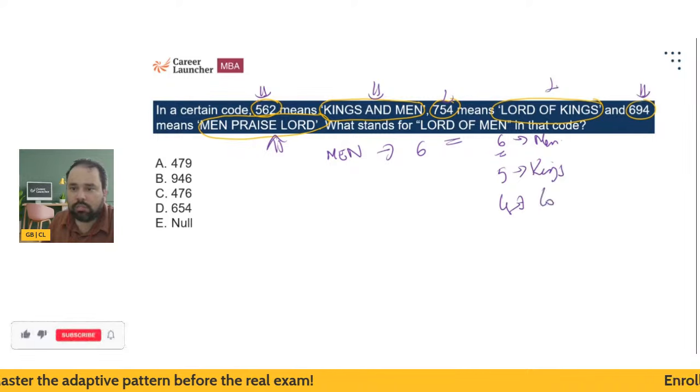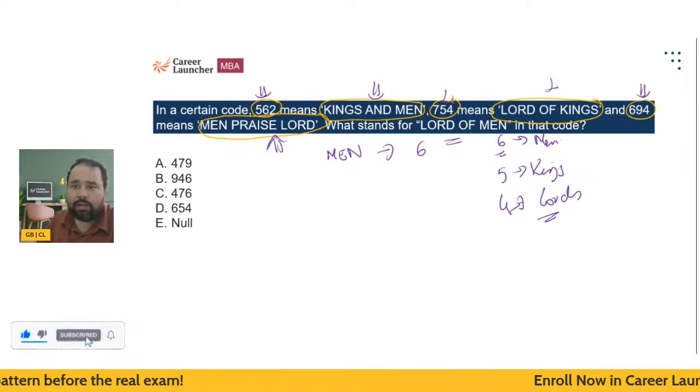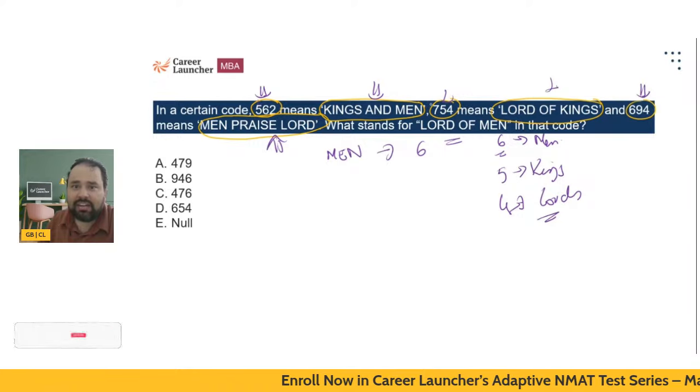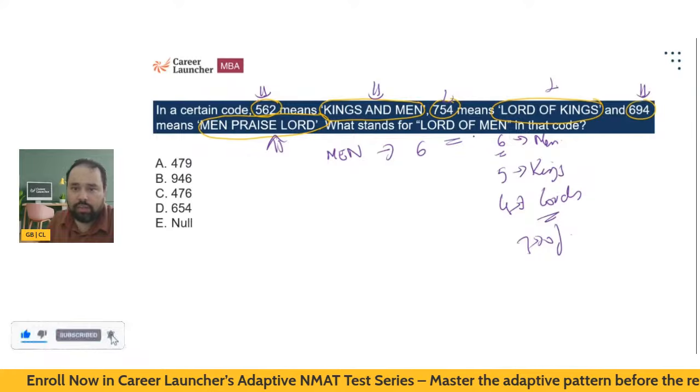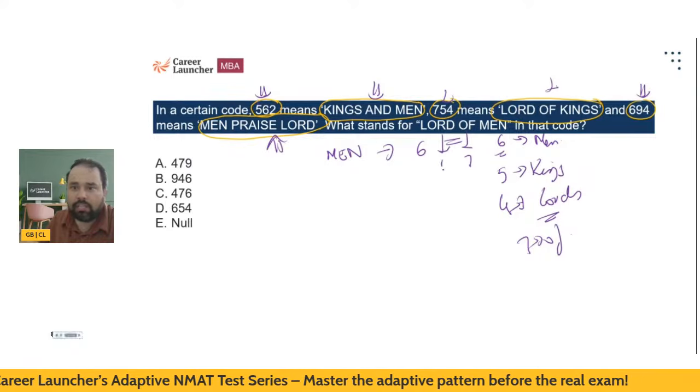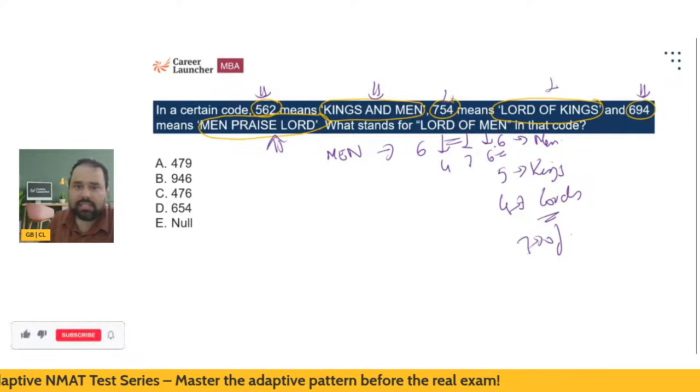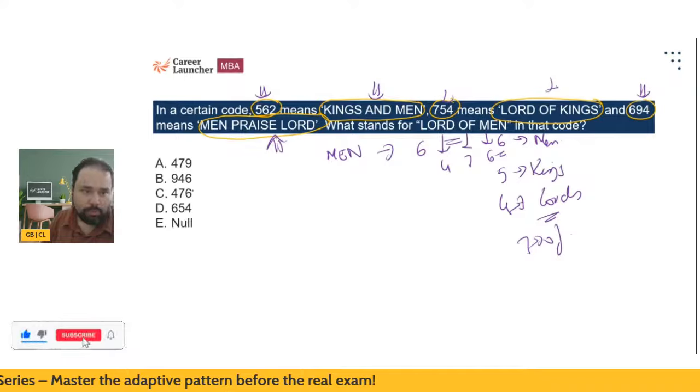4 is lords. If 4 is lords, now look at lord of kings. 4 is lords, 5 is king, that means 7 has to be off. So now I know off is 7, lord is 4, men is 6, answer is 476, मतलब option C.